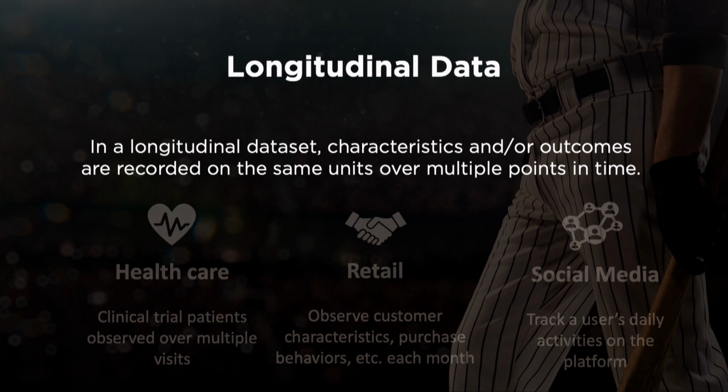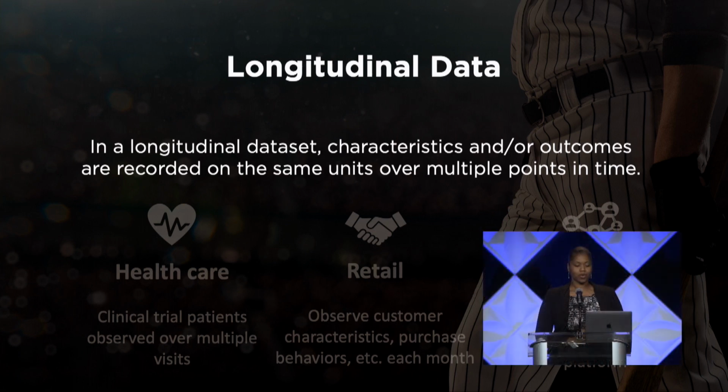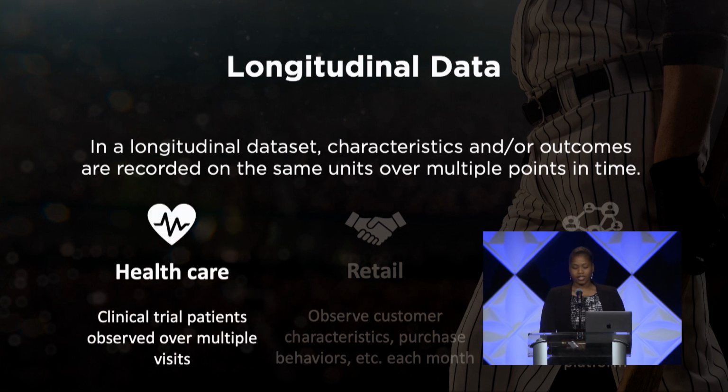Title: Neural Networks for Longitudinal Data Analysis. First, let's start with the definition. Longitudinal data are recorded on the same units at multiple points in time. As an example, you could think about a clinical trial where you might have a patient observed over multiple time points, maybe every 3 months, every 6 months or something. They come in, then you take their vital signs, you weigh them, you take blood or tissue samples, and then maybe you record some biomarkers at each of the different time points. So that's a healthcare example.